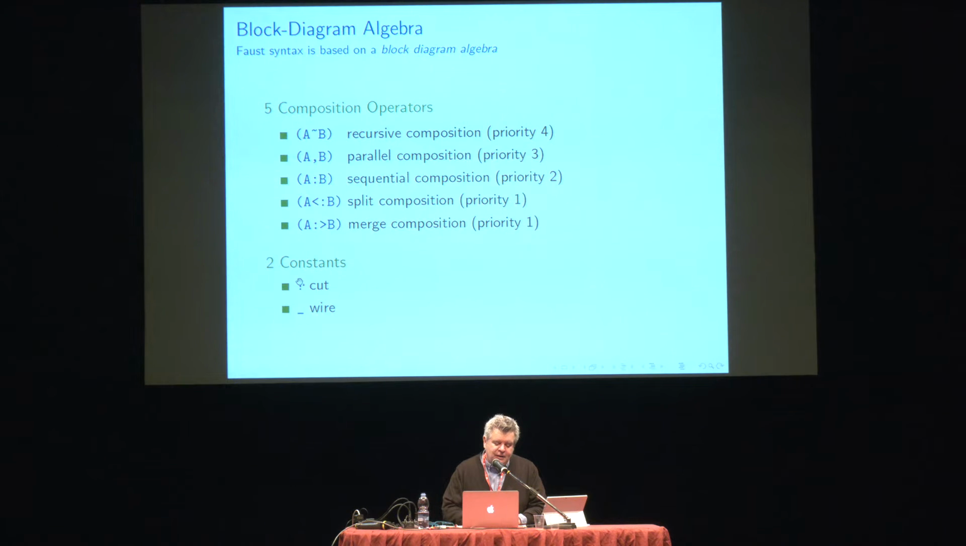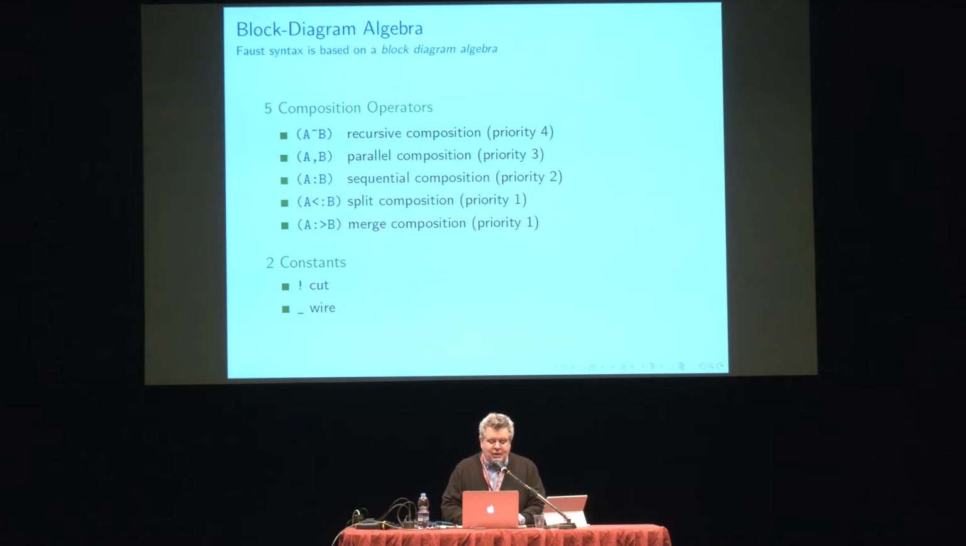The exclamation point is called cut, and it's something with 1 input and no output. So it's used to terminate outputs that you don't want to use, so to speak. And the second one, using the underscore sign, is the wire. From a mathematical point of view, it's the identity function. So it's a box that takes 1 input signal, produces 1 output signal, and the output signal is the exact same as the input signal. So it's like a perfect wire.